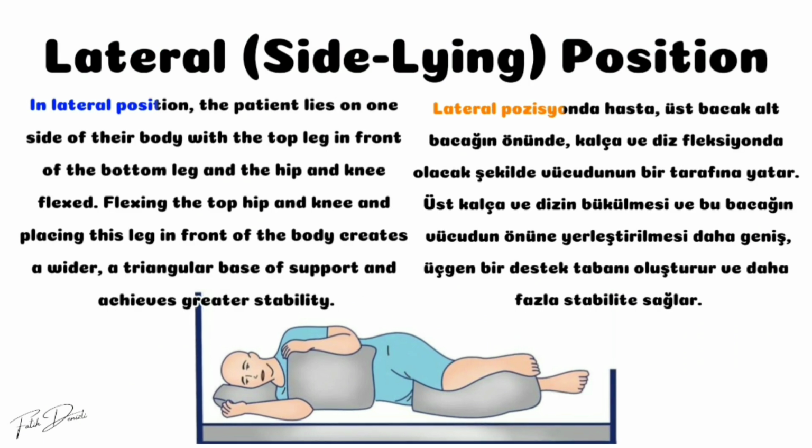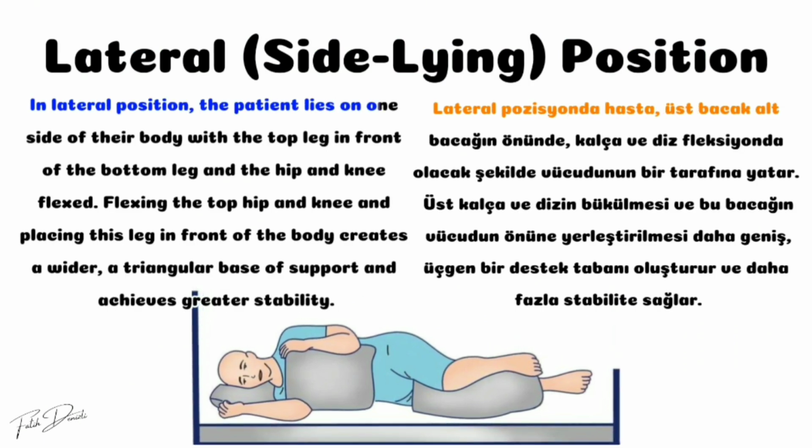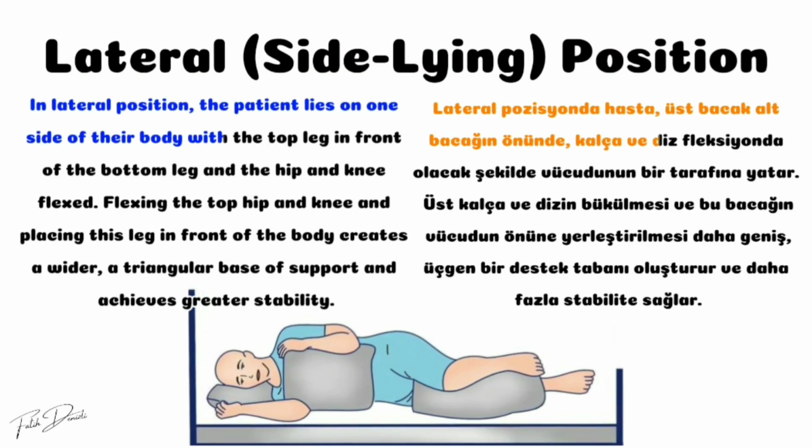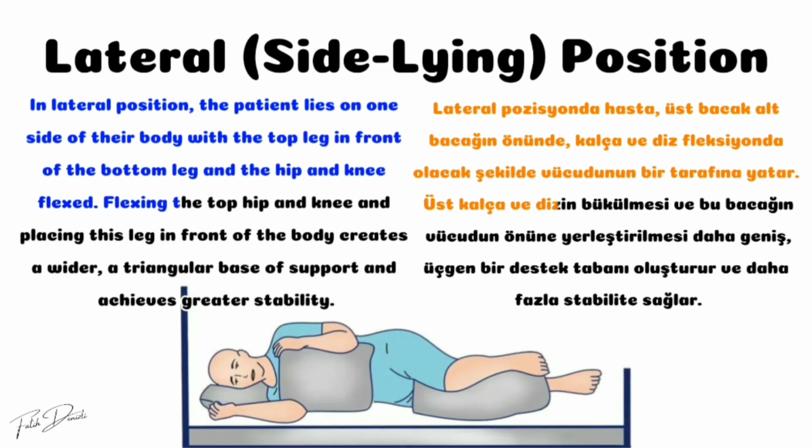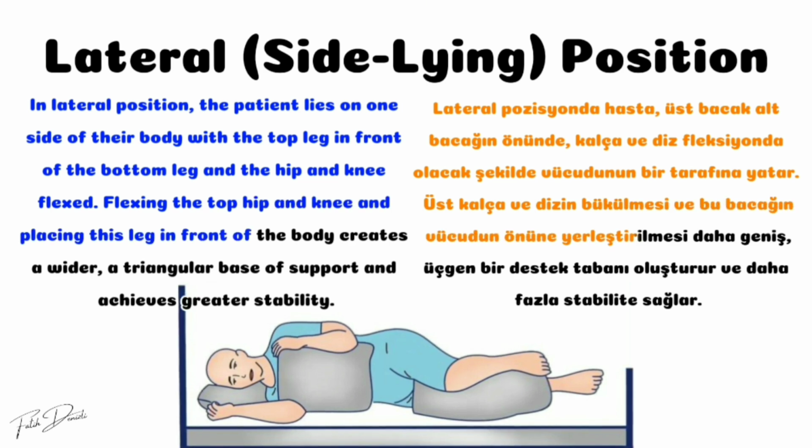In lateral position, the patient lies on one side of their body with the top leg in front of the bottom leg and the hip and knee flexed. Flexing the top hip and knee, and placing this leg in front of the body creates a wider, triangular base of support and achieves greater stability.